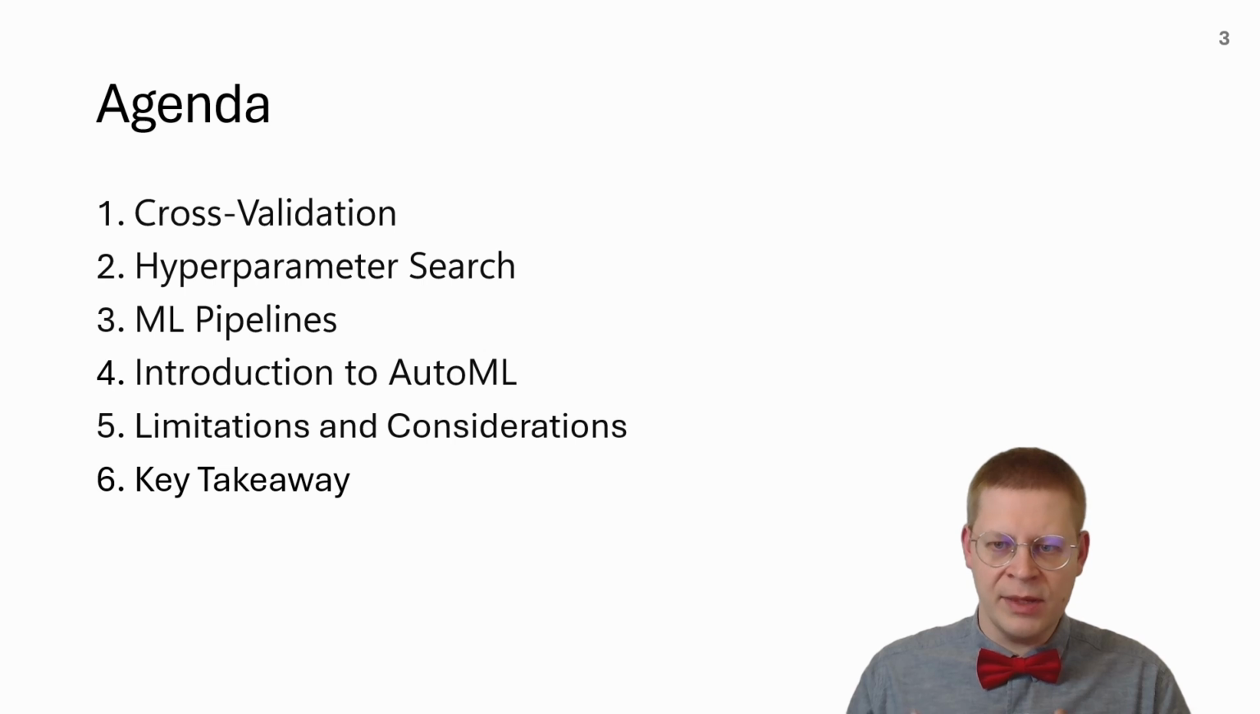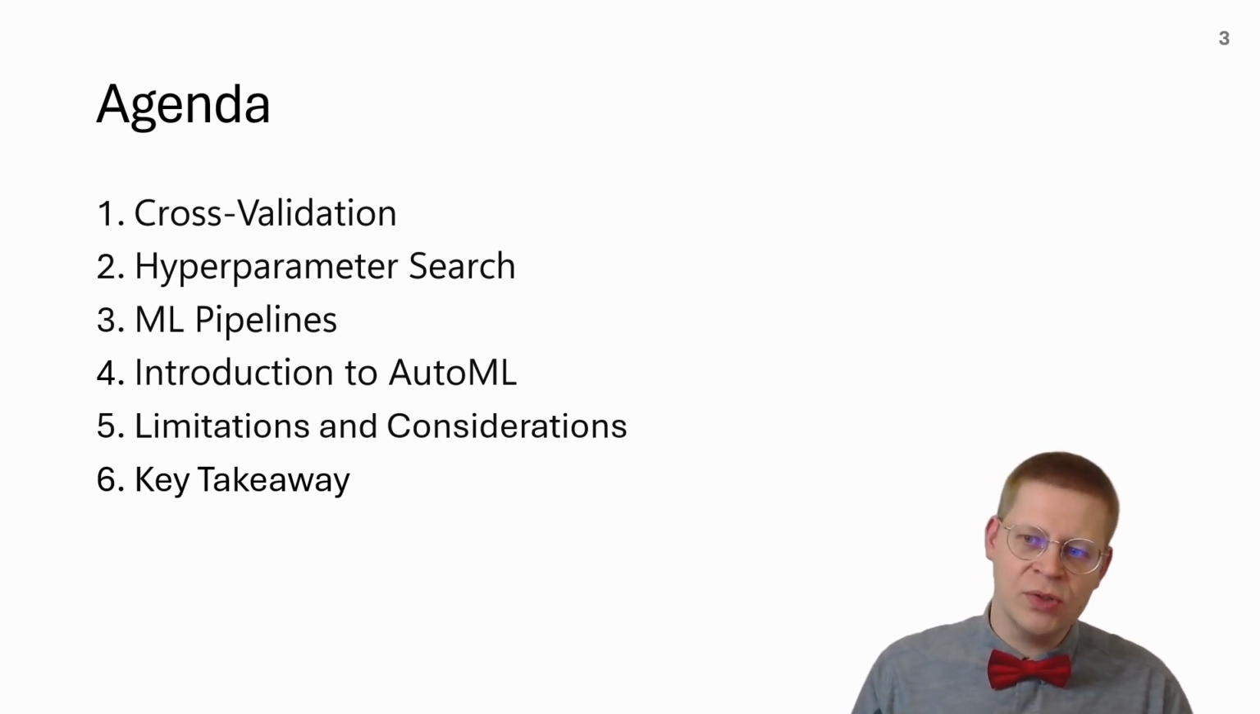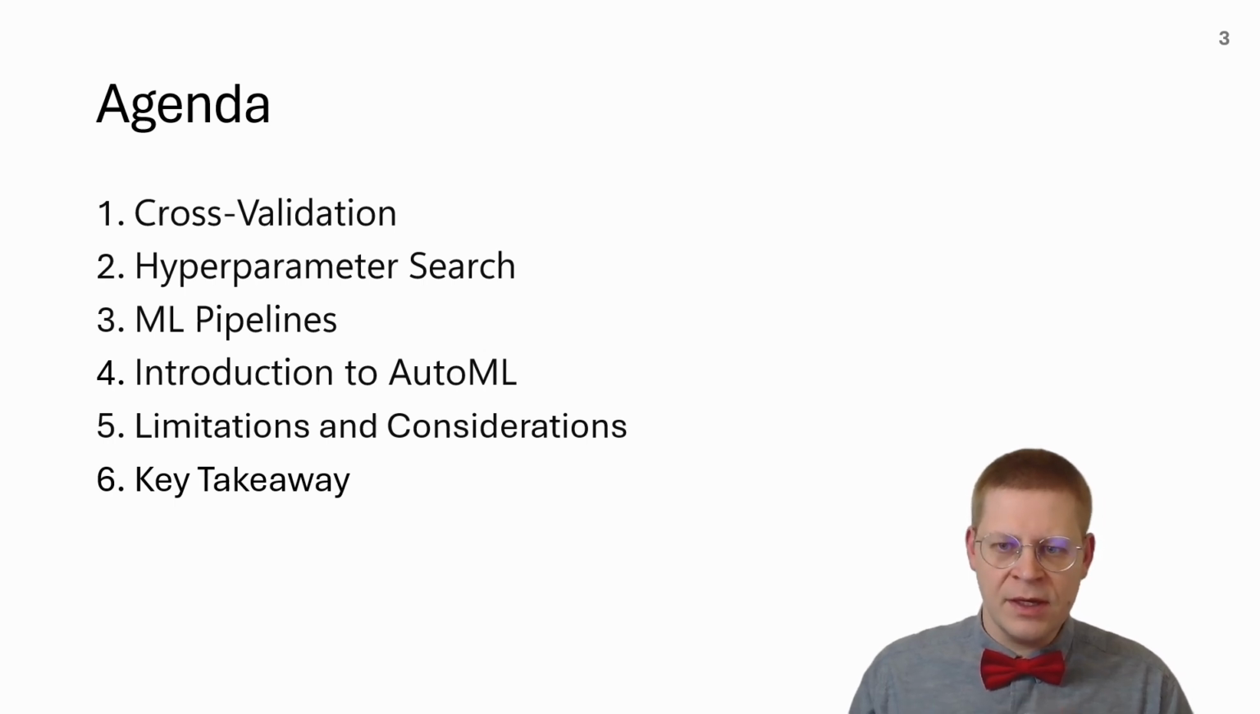Then we'll go to ML pipelines, and we will learn how to organize data transformations and model training into a single workflow, making our code more efficient and less prone to errors. And then we'll go to AutoML. We'll see how automated frameworks can tackle tasks like model selection and hyperparameter tuning, potentially saving us a lot of time and effort. Of course, every technique has trade-offs, whether it's the computational cost of intensive searches or the interpretability challenges of complex pipelines. We'll discuss those as well.